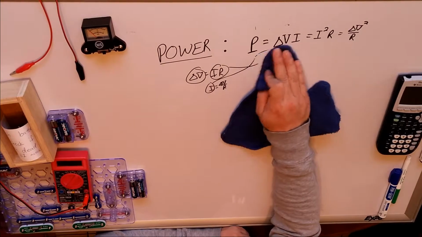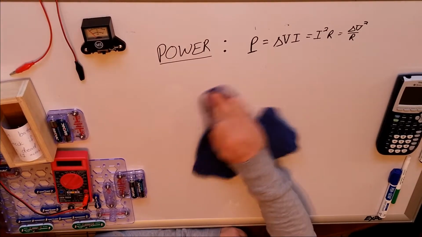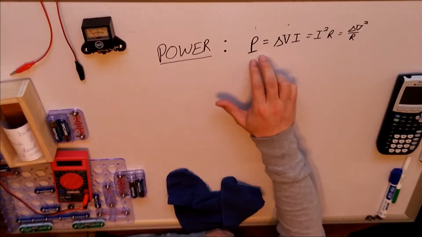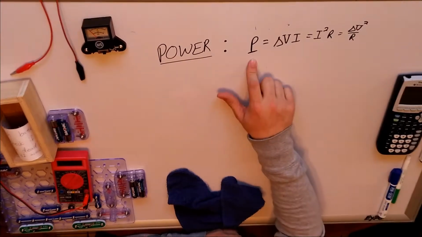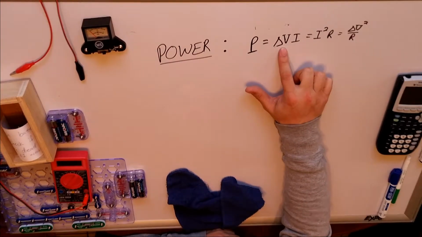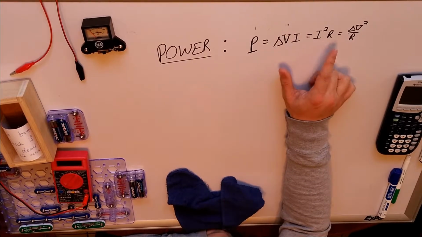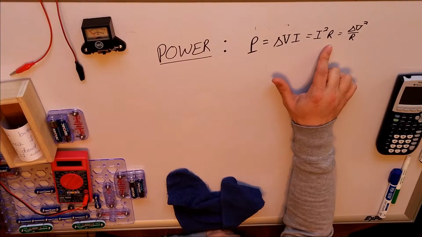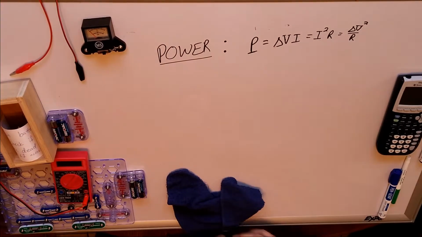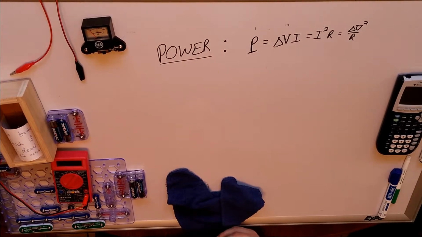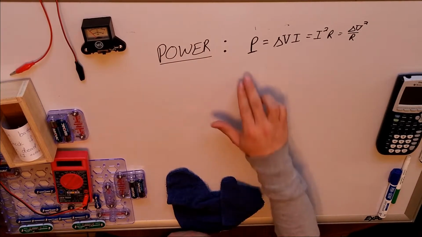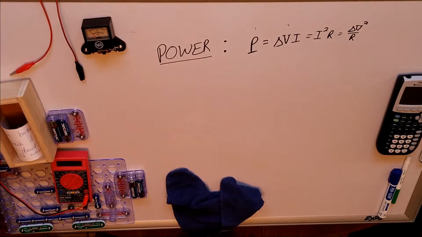But something that can be very useful is keeping in mind, I always introduce power as having three different equations. The power is equal to our current times our potential difference, or it's equal to our current squared times the resistance if we're dealing with a resistor, or it's equal to the potential difference squared divided by the resistance. All three of these are good equations for DC circuits for finding the power.